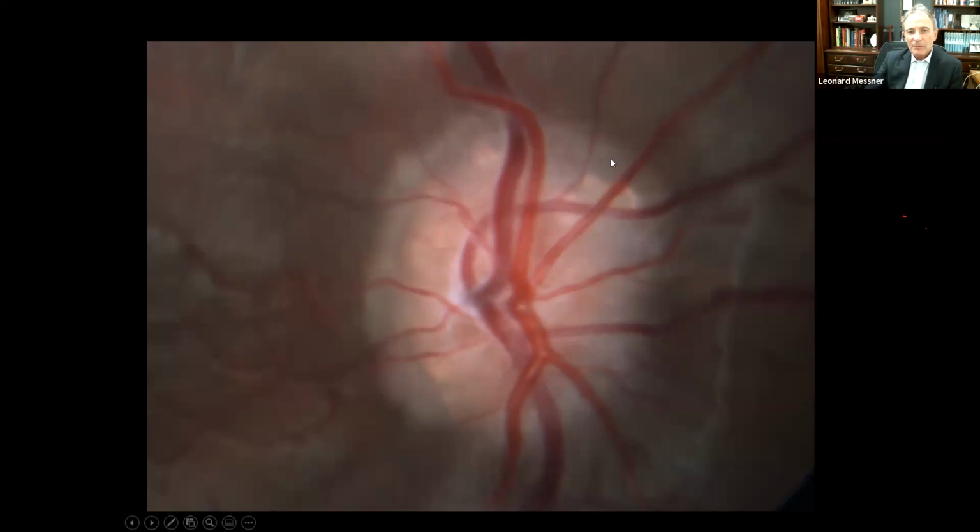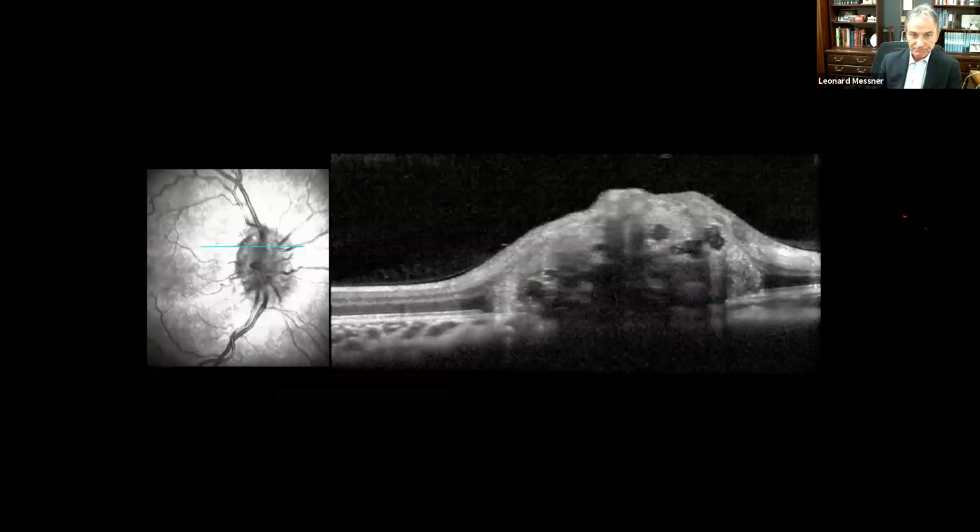We see that there is something of an irregular appearance to the optic disc margin with a little bit of a white halo. More on that later. And then finally, in this case, we see these excrescences that are showing up pretty nicely on this fundus photograph that represent these colloid bodies. These are the buried Drusen.